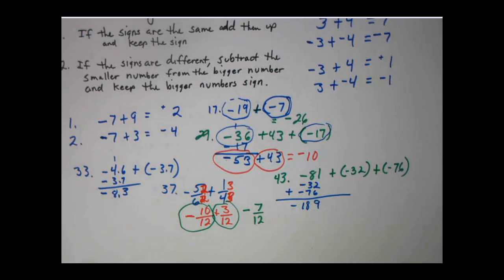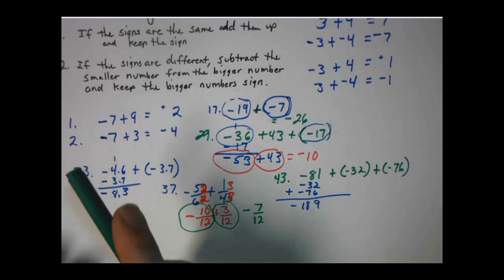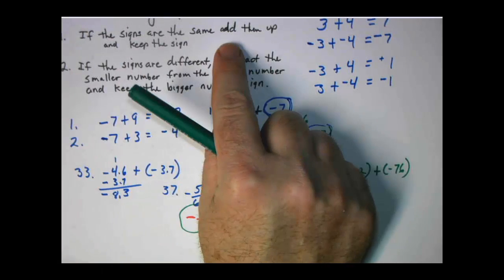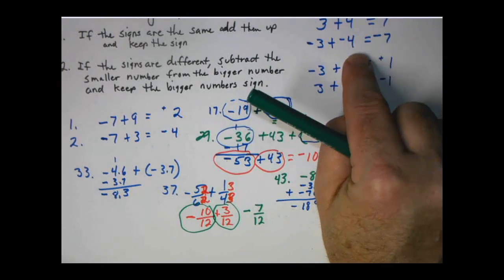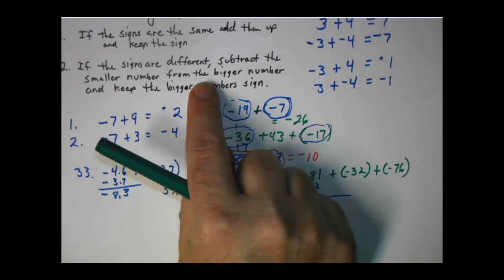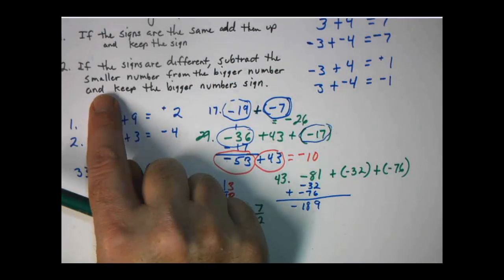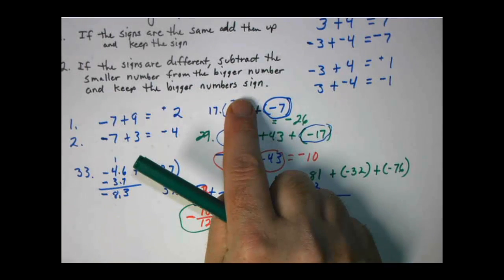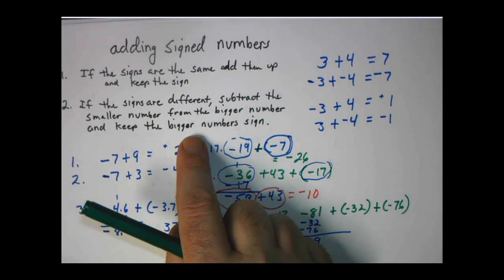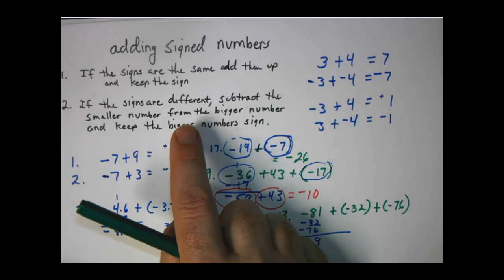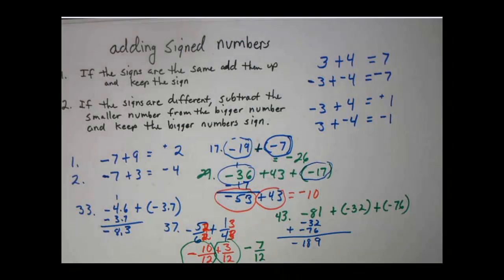Nothing really else to change at this point, so let's just review our rules again. If the signs are the same, you add them up and keep the sign. Signs are the same, add them up, keep the sign. The signs are different, subtract the smaller number from the bigger number and keep the bigger number sign. Okay, these are rules that you're going to need in your notes, because you're going to use them again the entire chapter. So have fun with the homework.